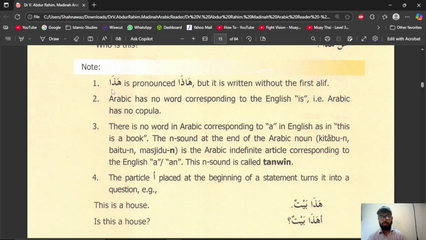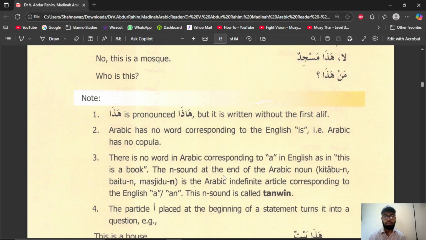For example, point number one: hada is pronounced "hada", with ha and alif, but it's written as "haza", right? But we pronounce it "hada" without the first alif. Arabic has no word corresponding to the English "is", that is, Arabic has no copula. So if you're saying "hada baytun", we don't have any specific word in Arabic for "is". But when we are translating to English, we say "hada baytun" means "this is a house". In Arabic, we do not have any word for "is", so it has no copula.